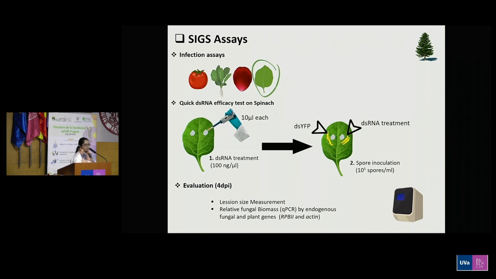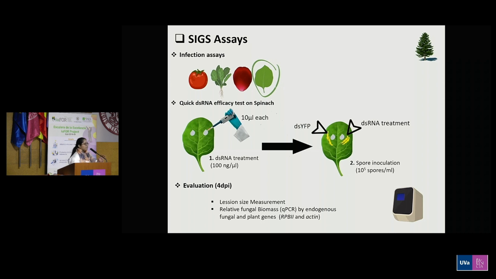Well, here you can see I didn't use pines, because pine is my plant, but why do I use something else here? Pines take a lot of time to grow. So for the purpose of testing the efficacy of a lot of dsRNAs, we try to use different plant materials. We use tomato, spinach, and rose, and pines were good.